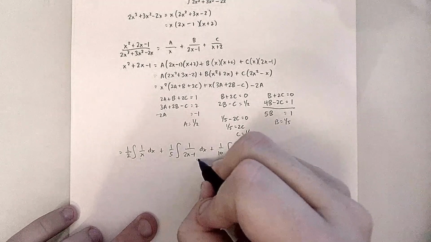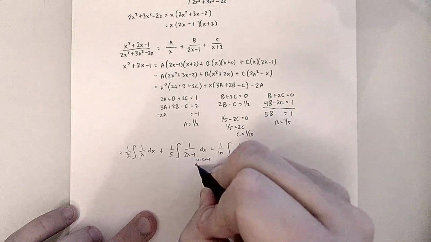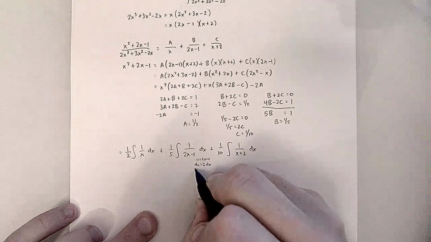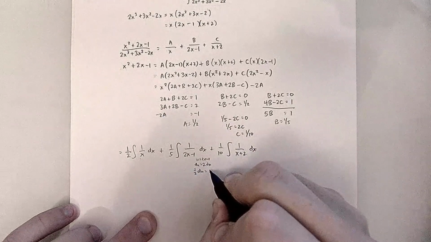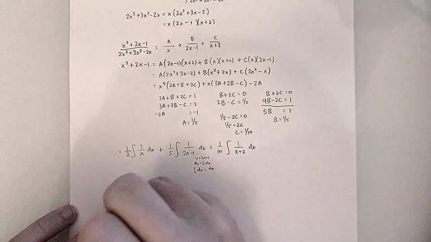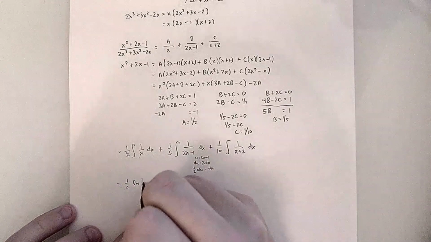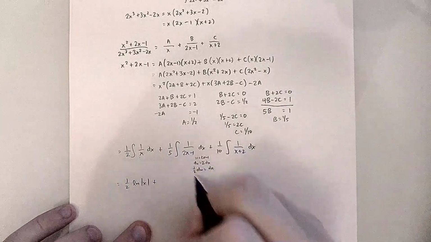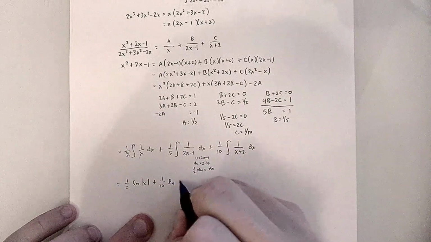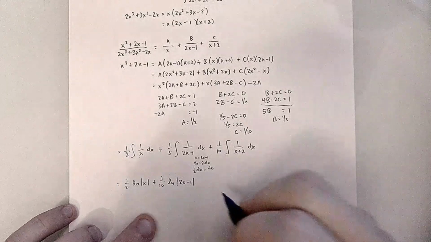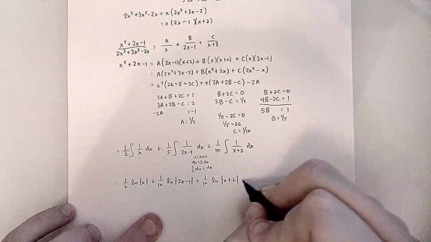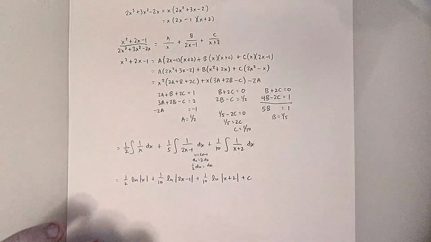When we do that, you notice we're going to have du being 2 dx. So when we divide by 2, we're going to get an extra 1/2 that pops out of this. And that's going to give us 1/2 natural log of x for our first one. 1/2 times the 1/5 gives us 1/10 natural log of 2x minus 1. And then 1/10 natural log of x plus 2. And that is our integral.